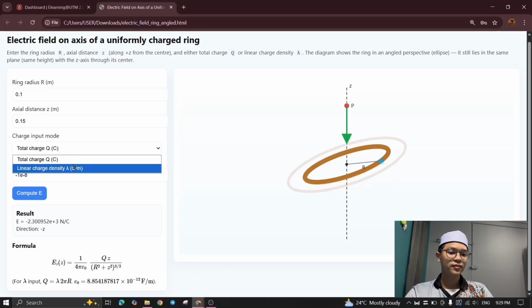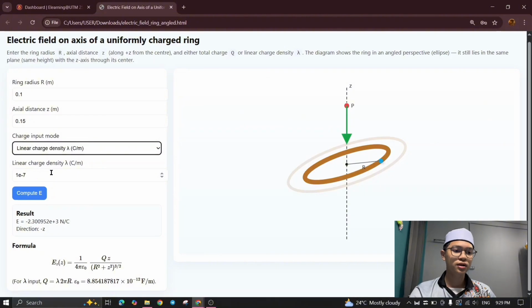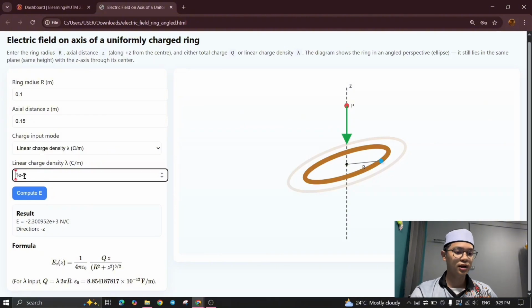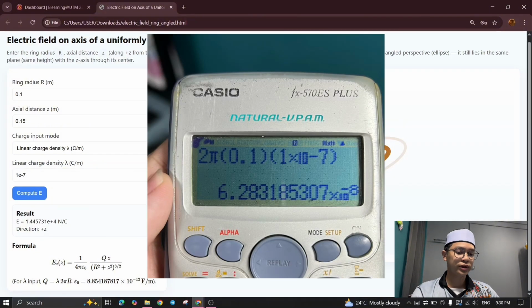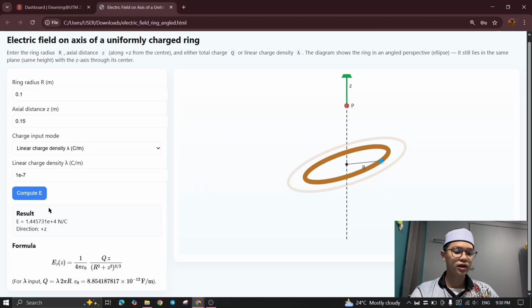Lastly, I switch into lambda mode and enter a lambda value of 1.0 times 10 to the power of negative 7. The HTML uses the formula Q equals lambda times 2 pi r. So with r equals 0.1, we get Q equals 6.28 times 10 to the power of negative 8. After I click compute, the electric field is about 1.45 times 10 to the power of 3. So the lambda mode works correctly.